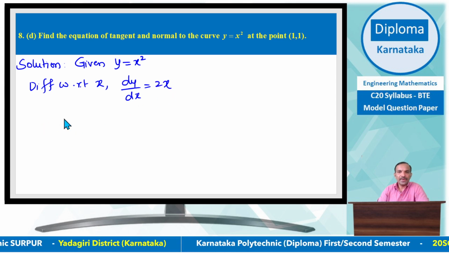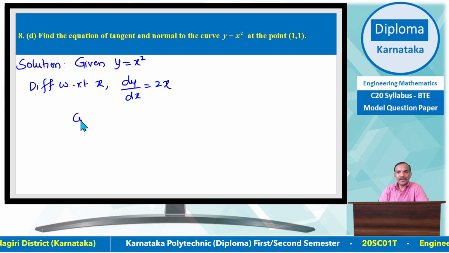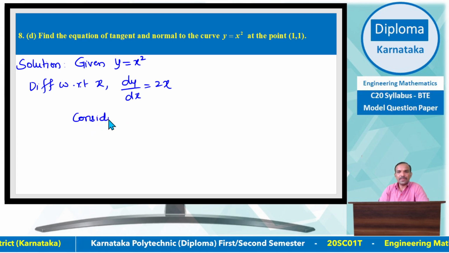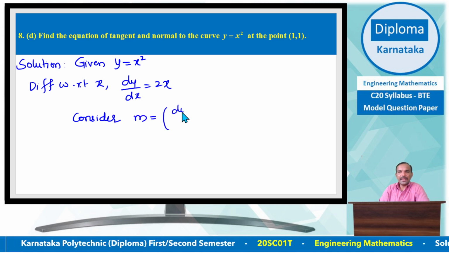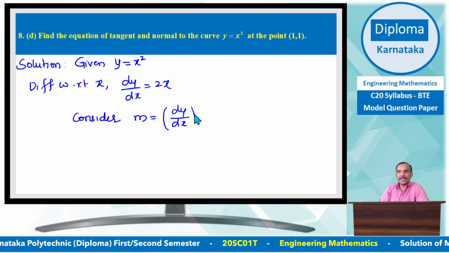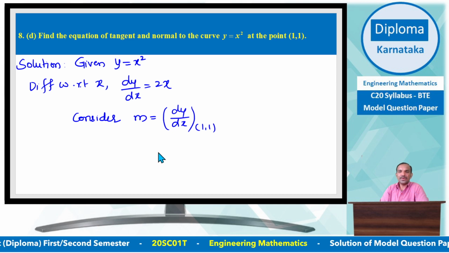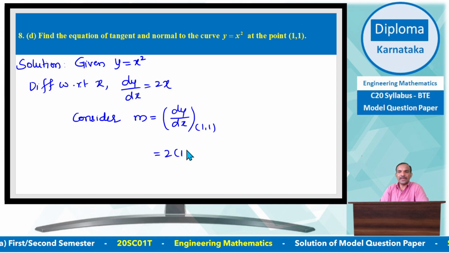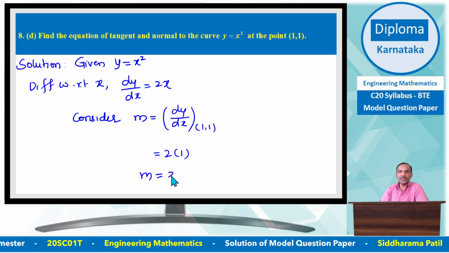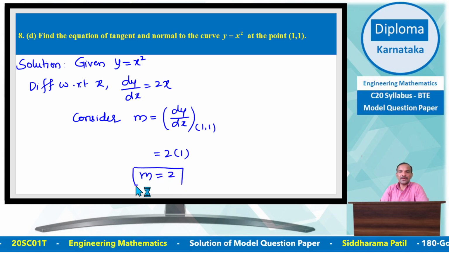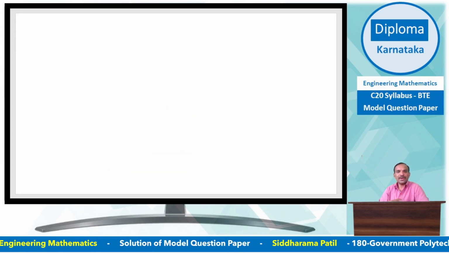Now the slope. Before that you have to find m. Consider m equal to dy by dx at 1 comma 1. X equal to 1, y equal to 1, that is 2 into 1, equal to 2. Means the m value is 2.